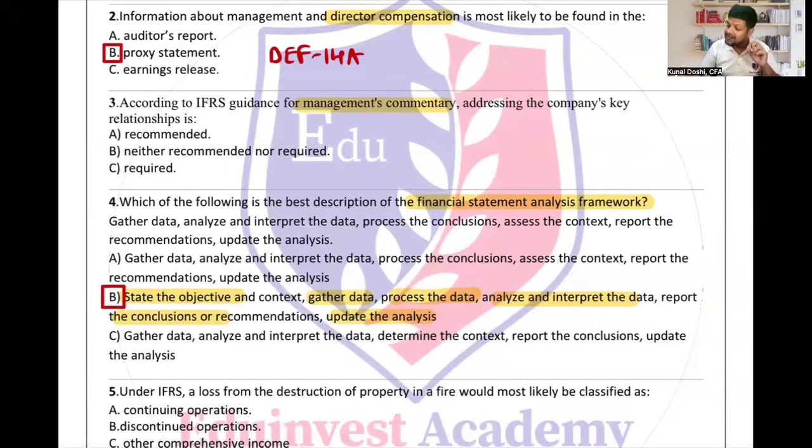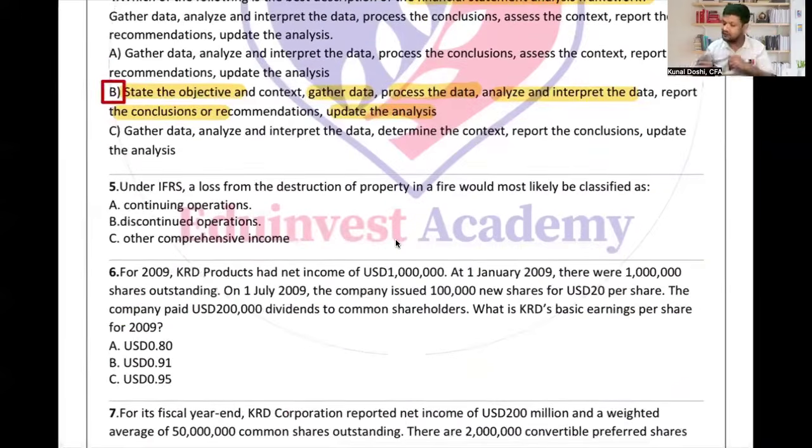First of all, the IFRS guidance on what the management commentary must have. Is it compulsory? What exactly should be there in the commentary? No. See, footnotes or disclosure is not recommended, it's required. But commentary is recommended. It's not a requirement. Got it? Also, one more thing, additional information, management discussion and analysis is not always audited, but footnotes are audited. Clear? Fourth, we've done. Fifth one.